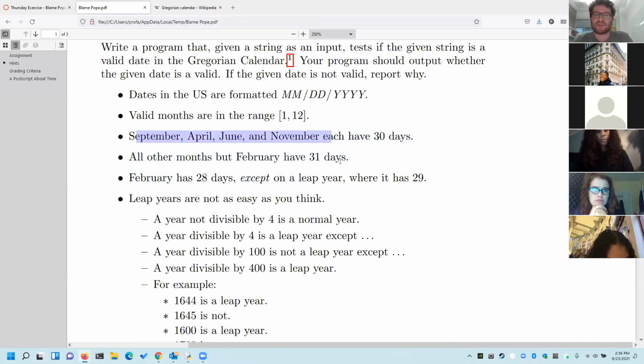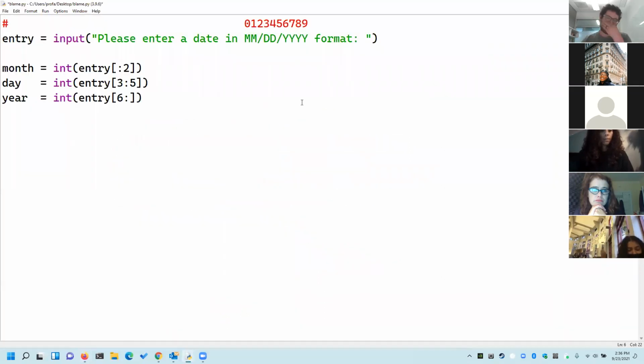September, April, June, and November can go into one category. All the 31-day months can go into another category. February is its own category. And then anything that's wrong is its own category. So let's see what that kind of outline looks like.